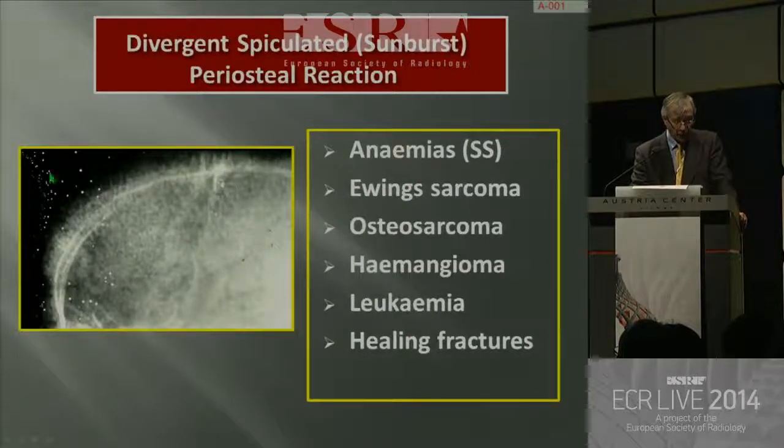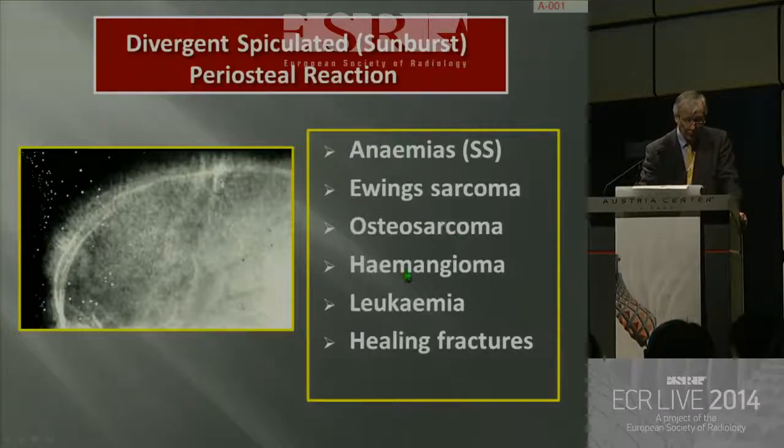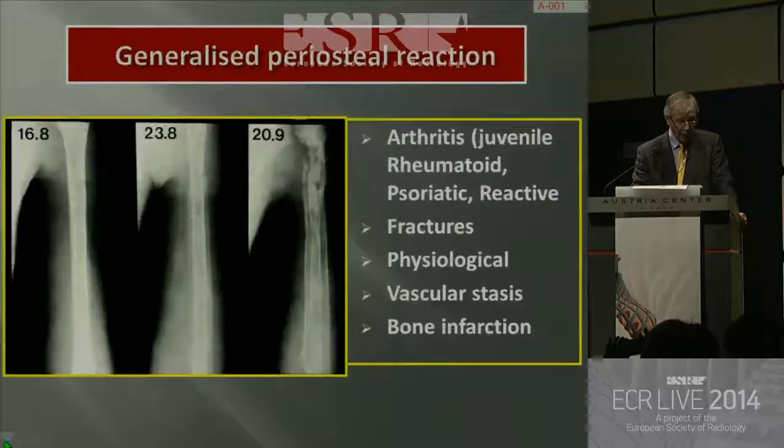Finally, the spiculated or sunburst pattern of periosteal reaction is associated with sickle cell anemia and thalassemia, most commonly seen in the skull, but can also be in other bones, and particularly Ewing sarcoma and hemangioma would be a cause of that type of pattern.